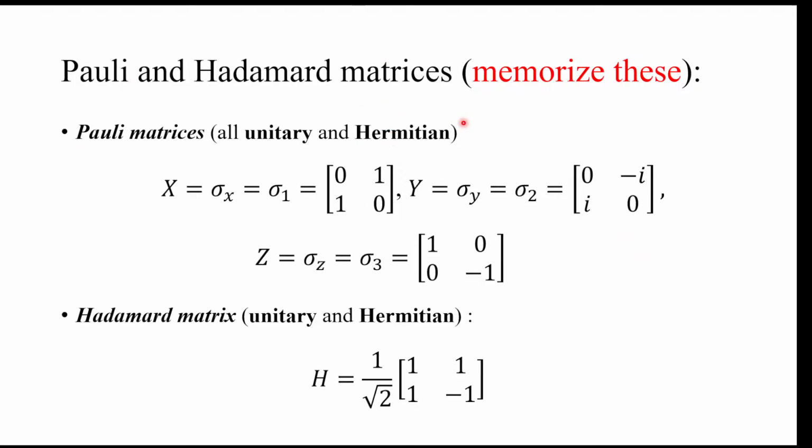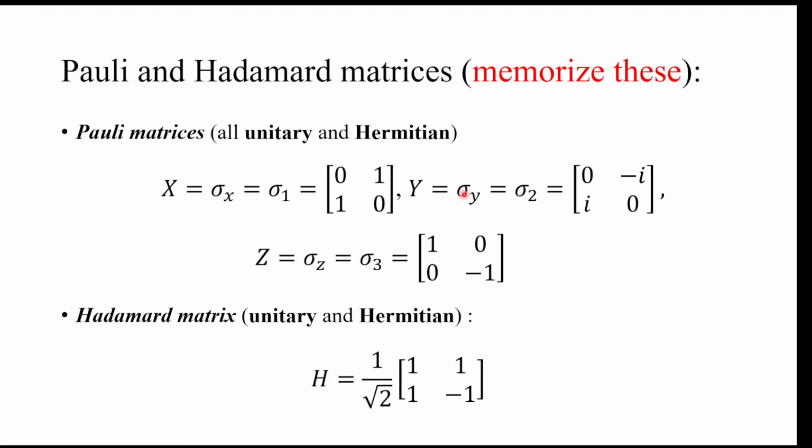First, some things to remember are the Pauli and Hadamard matrices. Hopefully you already feel it. So far we use a lot of things. A lot of time we use those Pauli matrices in our quantum computation. So once again you need to remember what those three Pauli matrices are.